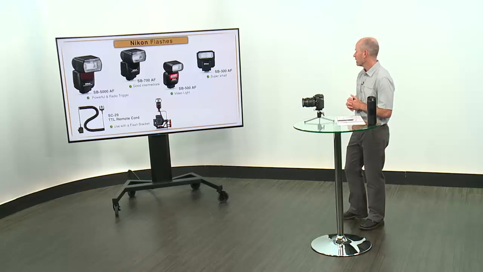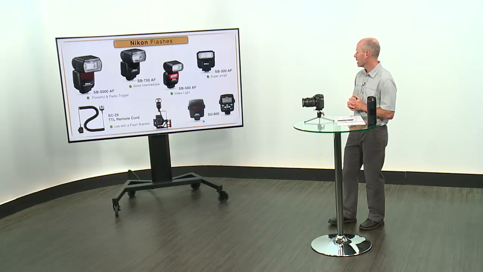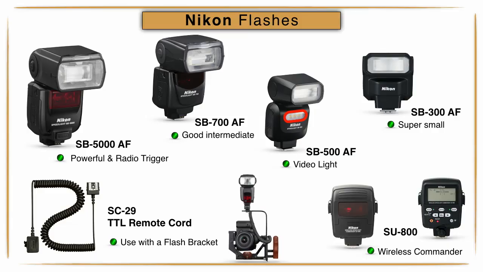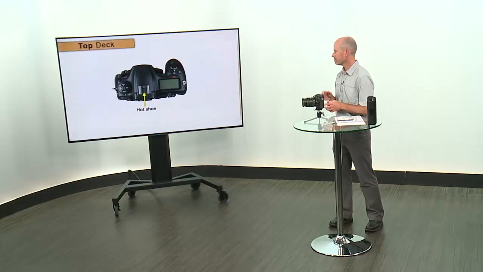And there is finally another unit that you can get, an SU800, which does not have a built-in flash on it, but it does allow the camera to communicate with other flashes. But this is using a little bit older technology from Nikon, and so most people are probably going to be going with multiple SB5000 units because that'll allow them to communicate with each other.